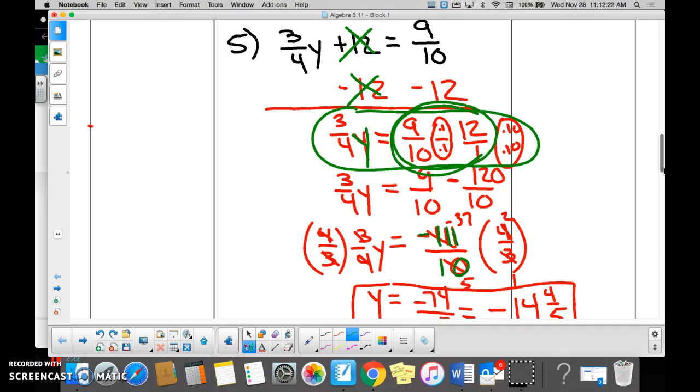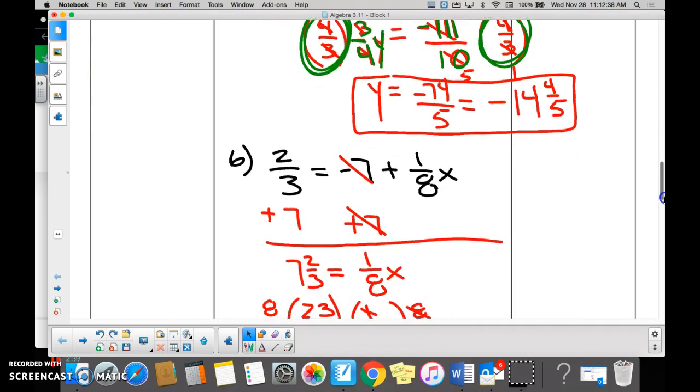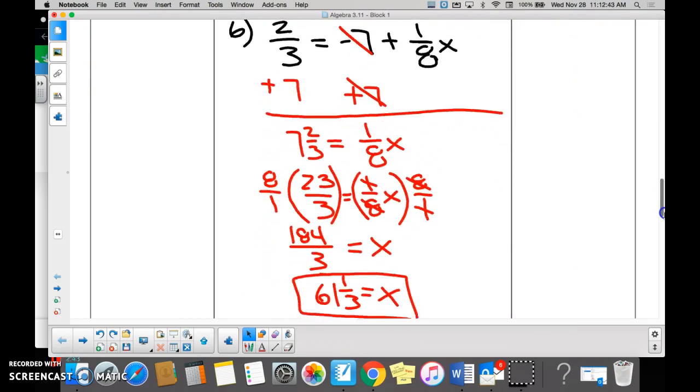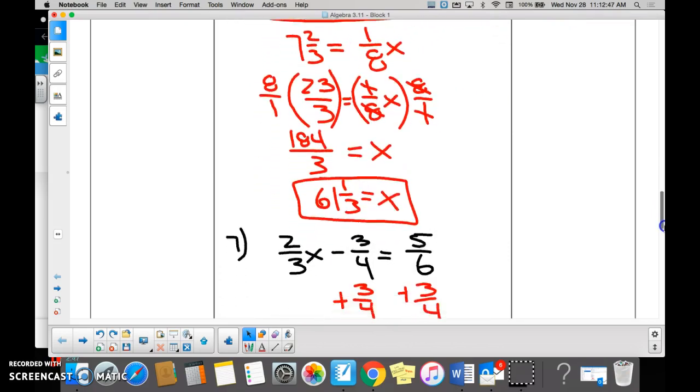Yeah. You still had your 3/4 y because you brought that down. And then from there, you got the y by itself by multiplying by the reciprocal, right? Okay. Came up with an improper fraction, converted into a mixed. Number 6, same deal. What was the easiest step first? Add 7 to both sides. Okay, I'm going to go on to number 7.